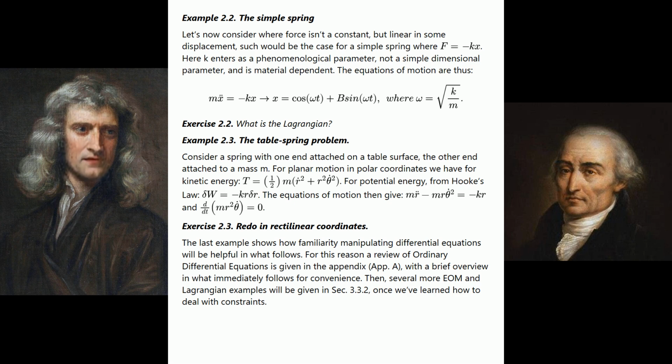Example 2.3. The table spring problem. Consider a spring with one end attached on a table surface, the other end attached to a mass m. For planar motion in polar coordinates we have for kinetic energy T = 1/2 m (ṙ² + r²θ̇²). For potential energy, from Hooke's law, δW = −kr δr. The equations of motion then give m r̈ − m r θ̇² = −kr and d/dt (m r² θ̇) = 0. Exercise 2.3. Redo in rectilinear coordinates.